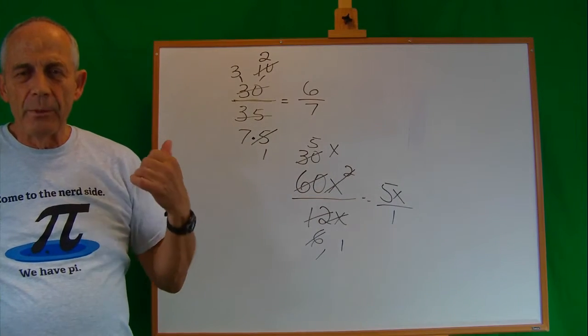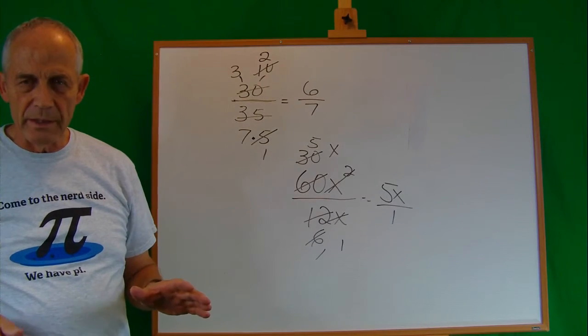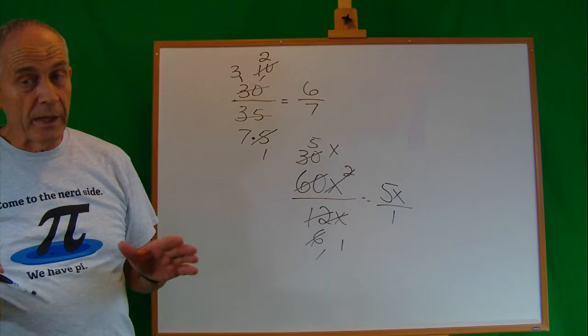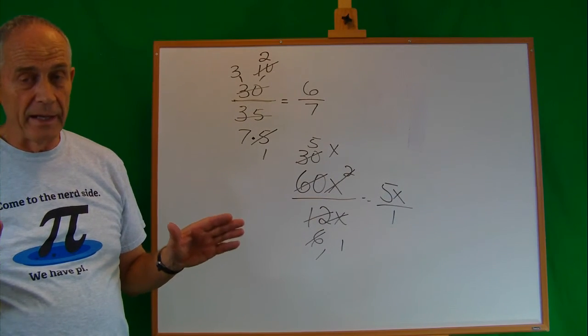So, we always reduce fractions, and we reduce them as far as we can go. Once we've done everything we can, then we let it go. We walk away. We don't need to do anything about it anymore.